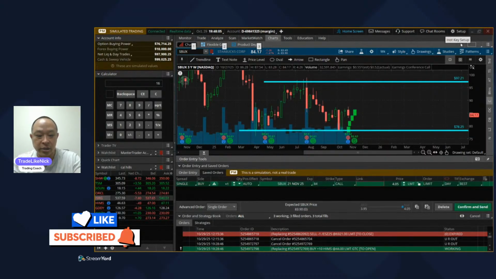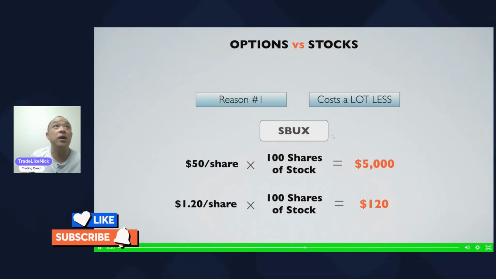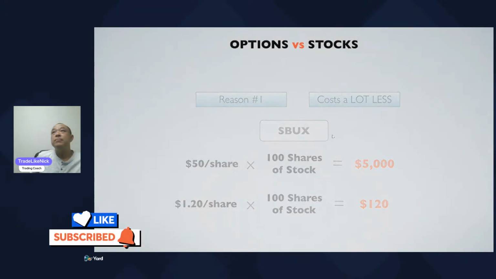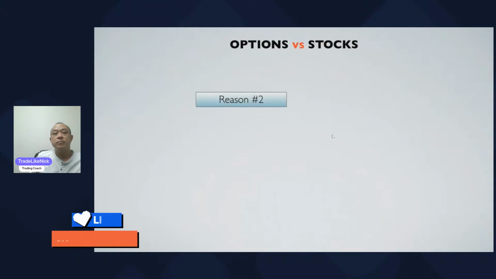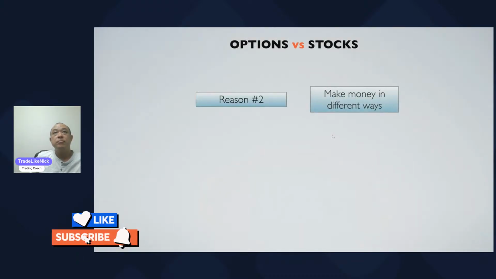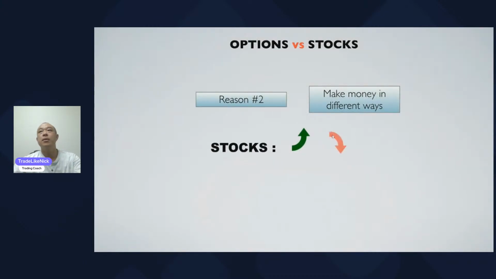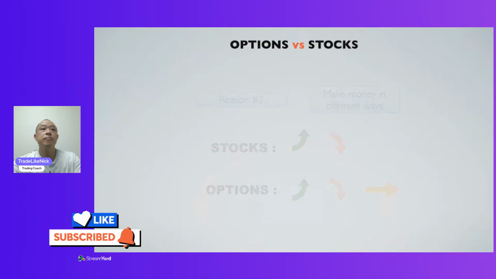All right, so let's go back to the other advantages of options. As you can see, options are a lot less capital intensive than buying stocks. The second reason traders prefer options is because it allows them to make money in different ways. With stocks, you can only make money when the stock goes up or down. With options, you can make money when the stock goes up, down, and even sideways.